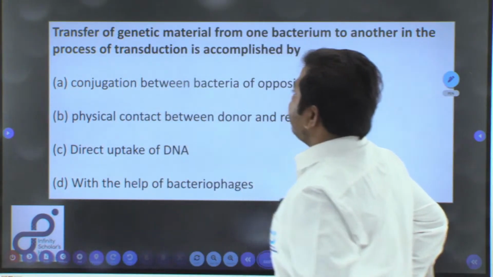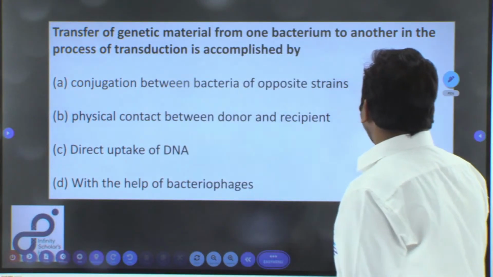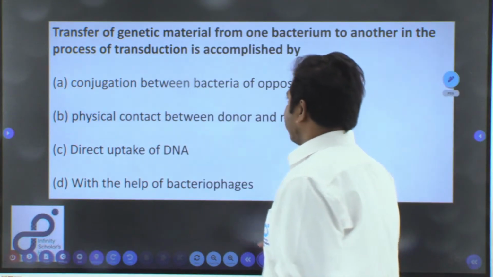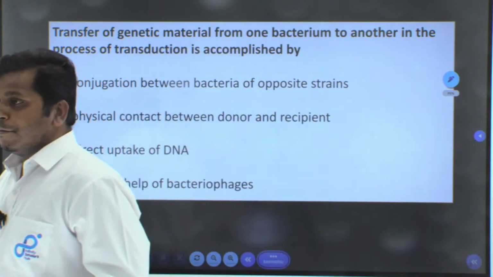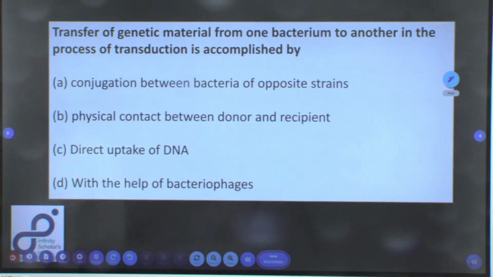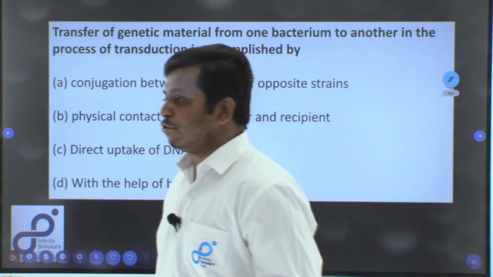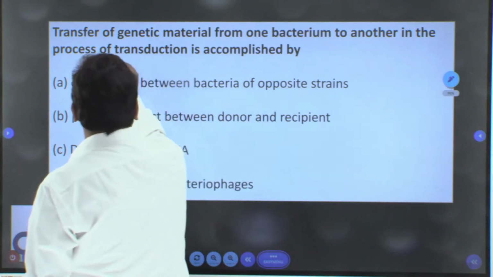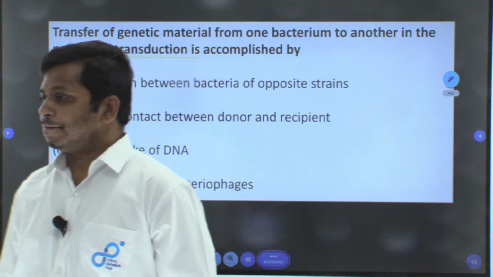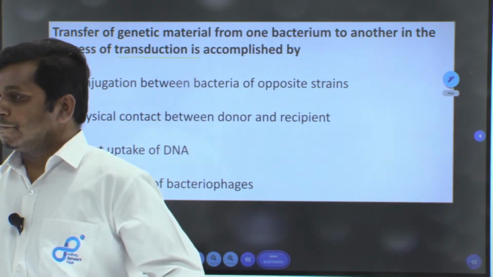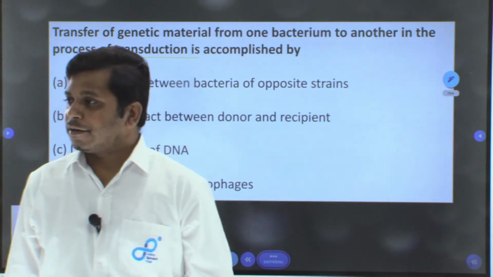Okay, let us look at the first question. Transfer of genetic material from one bacterium to another in the process of transduction is accomplished by. I ask all of you to post your answers in the chat box. I told you what is transformation, what is transduction and what is conjugation. So the question asked is, in transduction, the transfer of genetic material is done by what? Any questions so far? We'll wait for a minute.